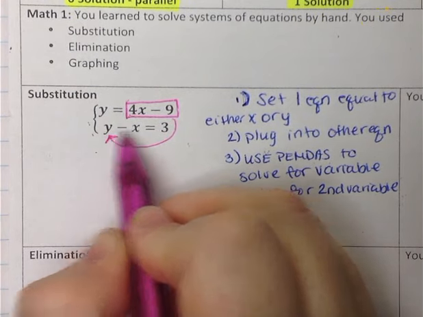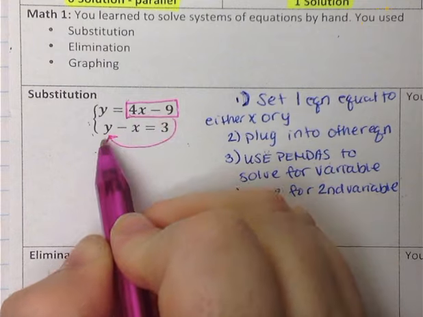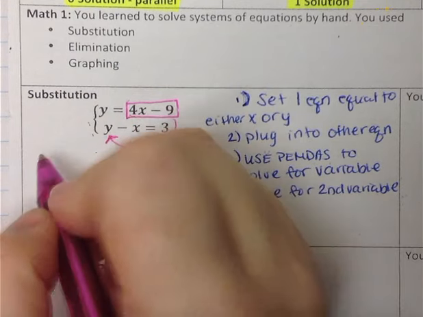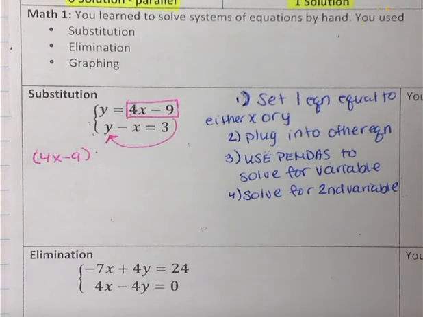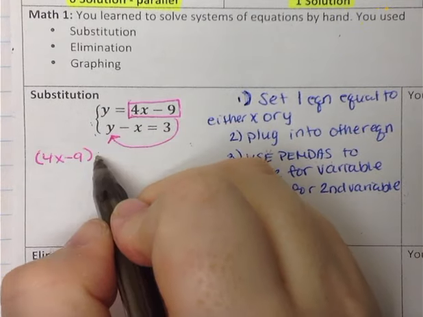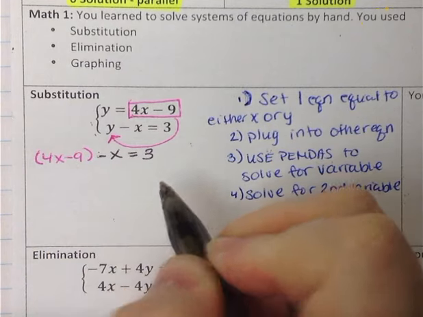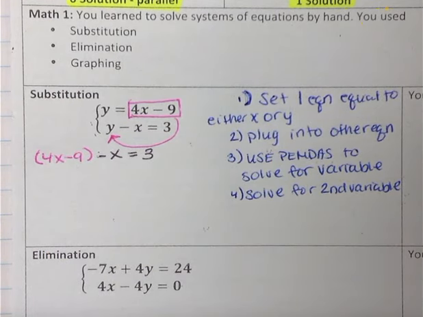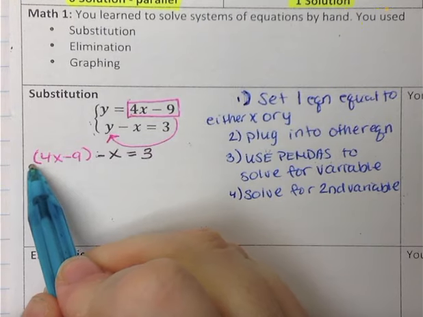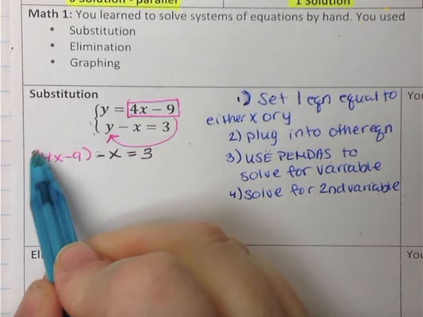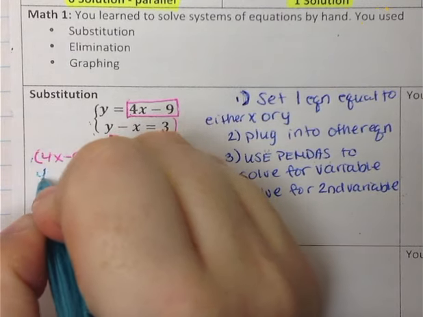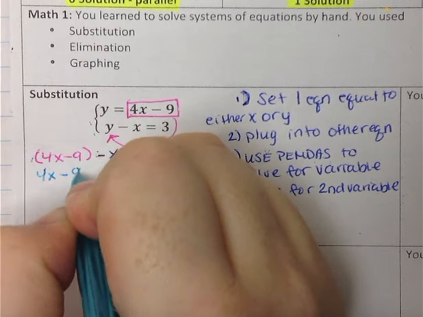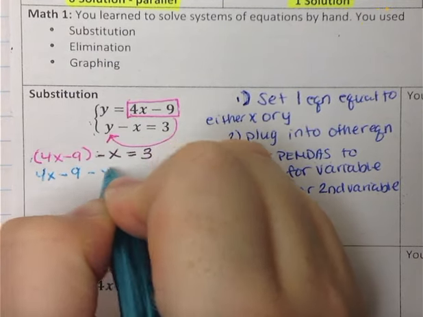So I'm going to rewrite this equation using my new expression. This y is really 4x minus 9. So I'm going to put that in parentheses: 4x minus 9, because I plugged that in for the y, but then the rest of it will stay the same. So I will have minus x is equal to 3. Now I'm going to simplify. There is nothing on the outside of this parentheses to distribute, which means I'm only distributing a 1. So 1 times 4x is 4x. 1 times negative 9 is negative 9. Then everything else remains the same. So minus x equals 3.